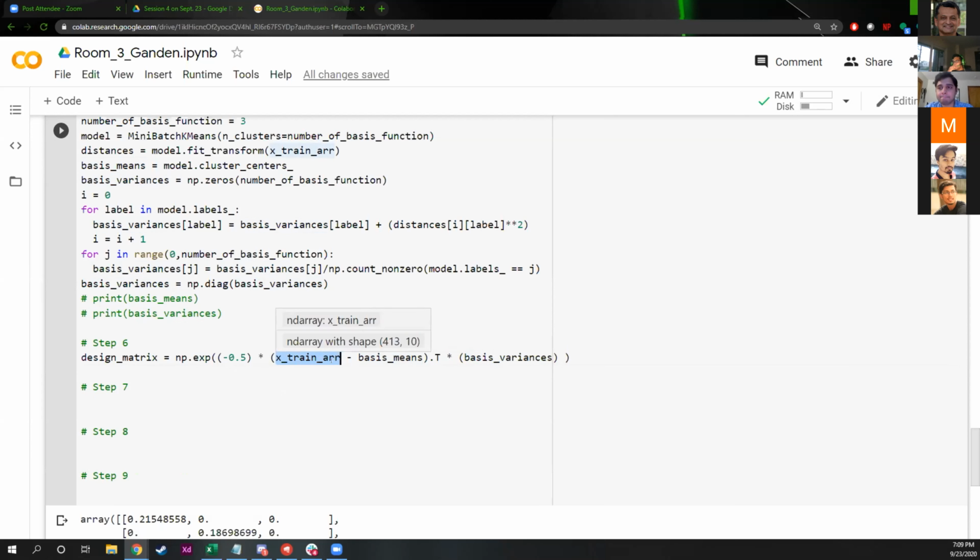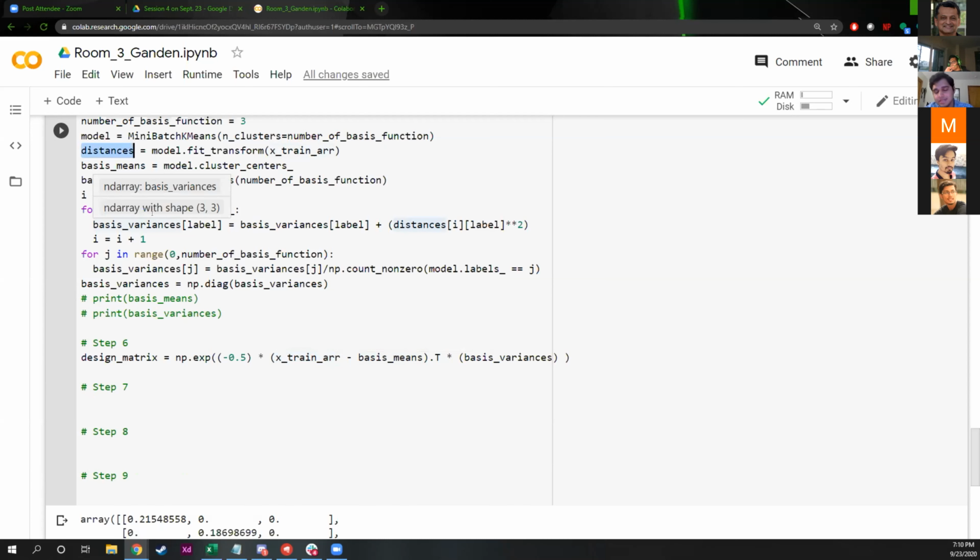Isn't distances X train array minus basis means already? So what is distances exactly? You have a variable distances in the transform function here, right? Here you don't have to look at that. Distances is basically used for me to come up with the distance from the means in the first place. Yes, you're correct, Minit, you could use that. But instead of using that, you use the x_train_array and basis means.